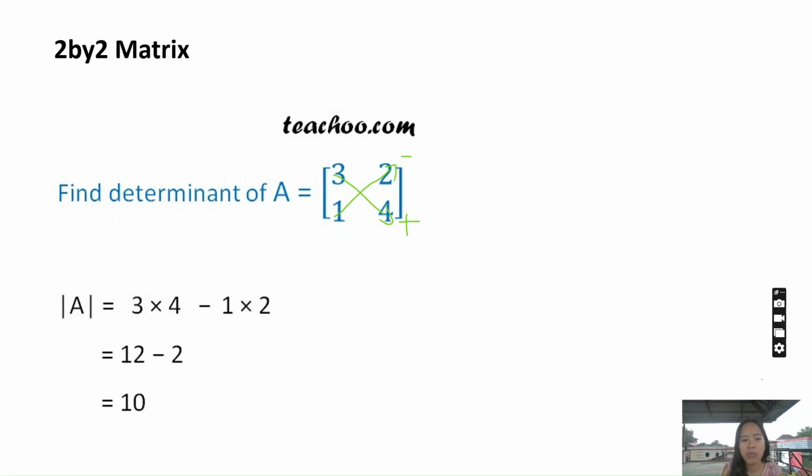To find the determinant of a 2 by 2 matrix, suppose we have the given 3, 2, and 1, 4. To get the determinant, this is very easy because we just multiply the diagonals minus the other diagonal. So 3 times 4 is equal to 12, minus 1 times 2, which is 2. So this is equal to 10. So the determinant is 10.